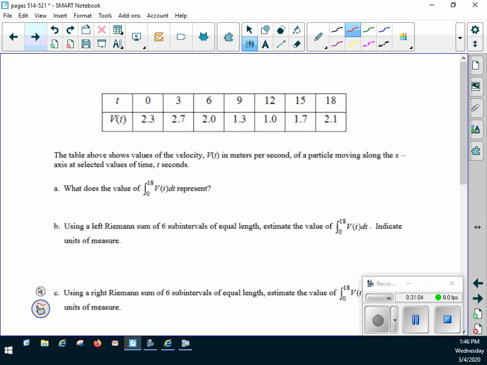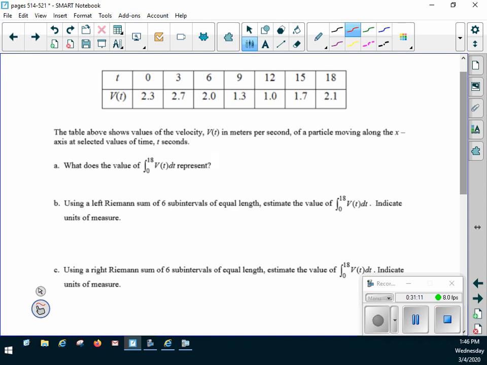Okay, now we're changing up a little bit. We're going to a table. The table above shows values of the velocity in meters per second of a particle moving along the x-axis at selected times t in seconds. What is the value of the integral from 0 to 18 of v of t dt represent? What's that represent?